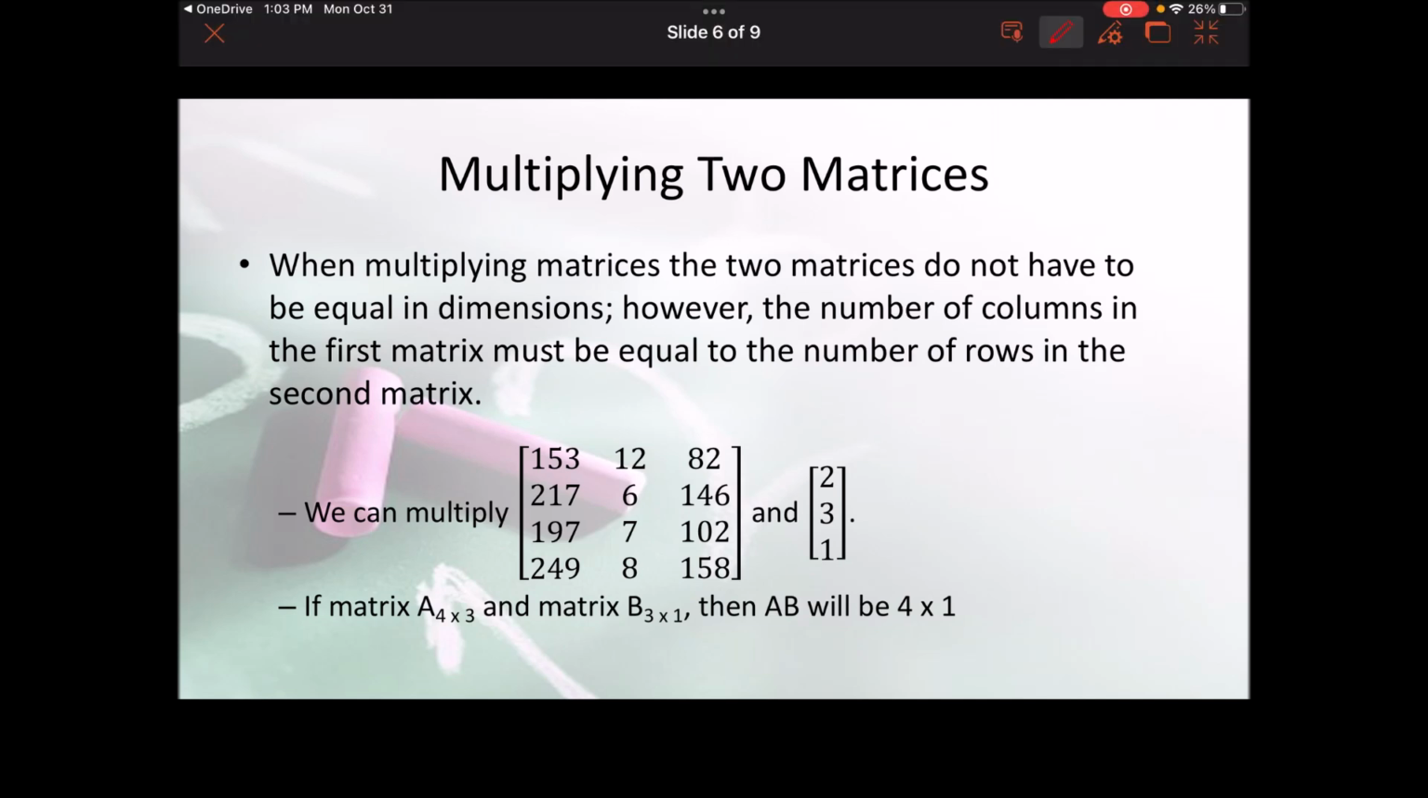Since the number of columns in my first matrix is equal to the number of rows in the second matrix, I can multiply them. And when I multiply them, I am going to have a 4 by 1 matrix as my answer. So I'll have the same number of rows as my first matrix and the number of columns in my second matrix.